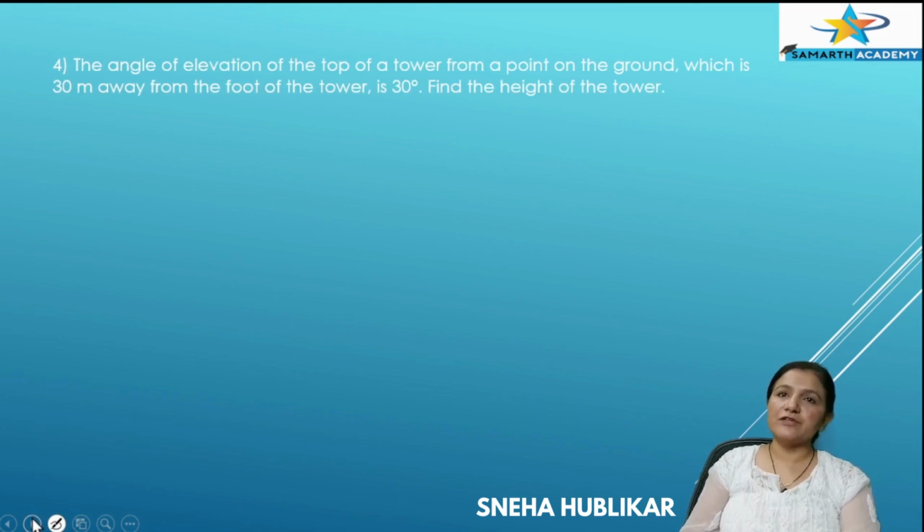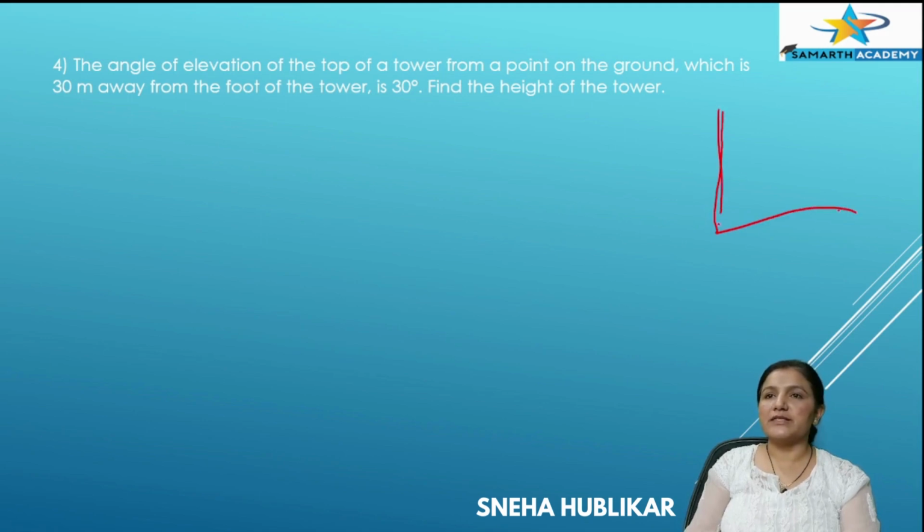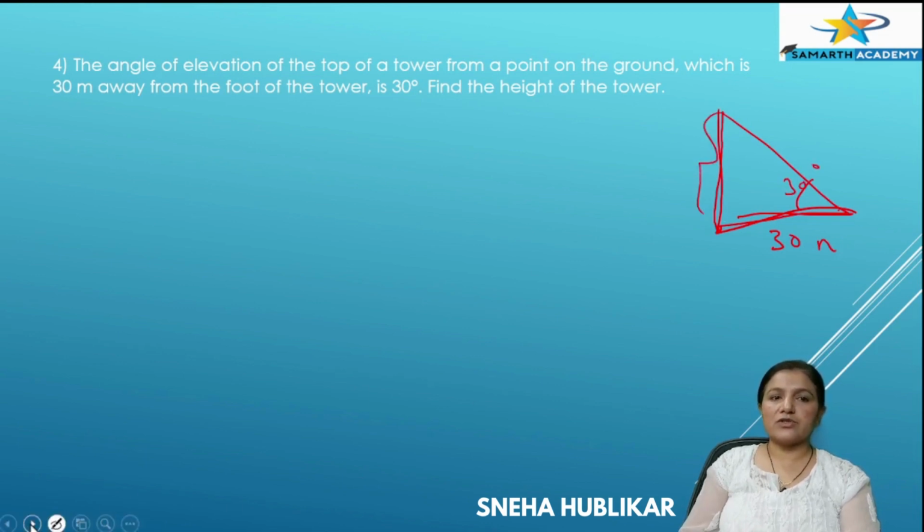Question 4. The angle of elevation of the top of a tower from the point on the ground, which is 30 meters away from the foot of the tower. Okay, so let this be the tower and this is the ground level. It is 30 meters away and he is saying the angle of elevation is 30 degree. Find the height of the tower. So let's draw the diagram properly. And here this is the diagram.